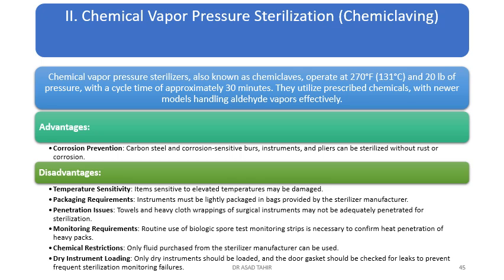Disadvantages. Temperature sensitivity. Items sensitive to elevated temperatures may be damaged. Packaging requirements. Instruments must be lightly packaged in bags provided by the sterilizer manufacturer. Penetration issues. Towels and heavy cloth wrappings of surgical instruments may not be adequately penetrated for sterilization. Monitoring requirements. Routine use of biologic spore test monitoring strips is necessary to confirm heat penetration of heavy packs.